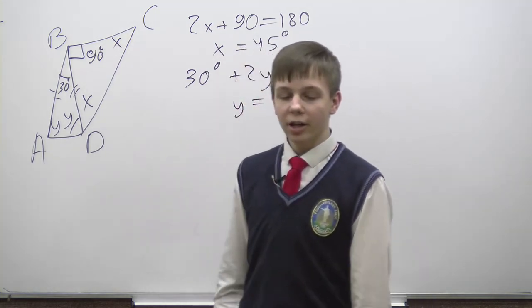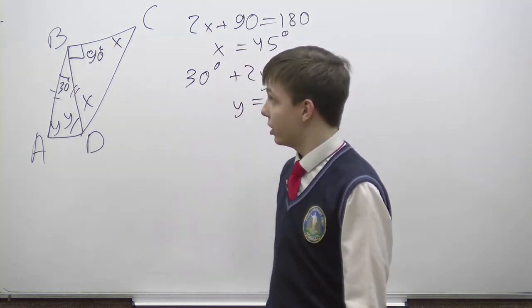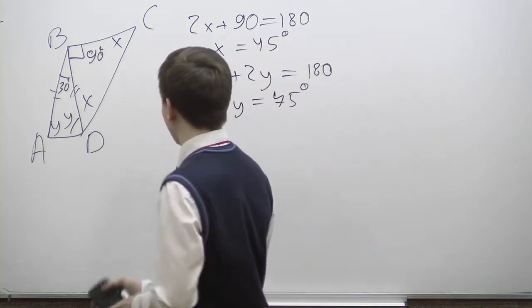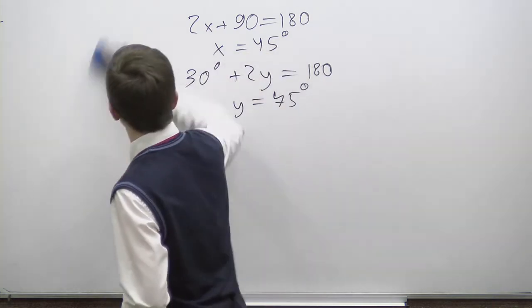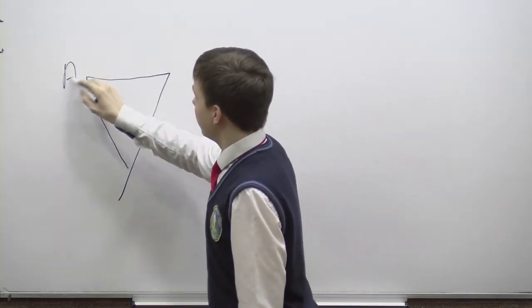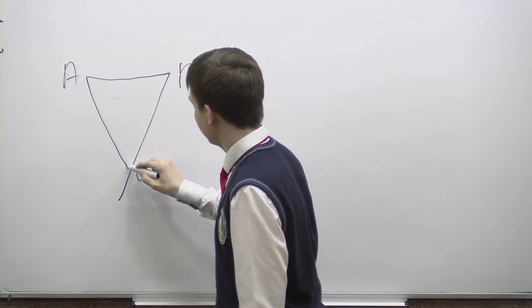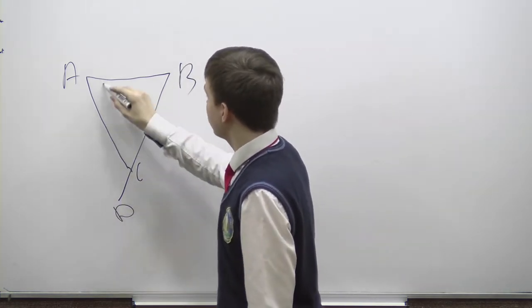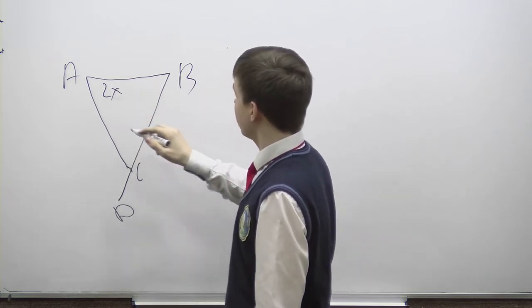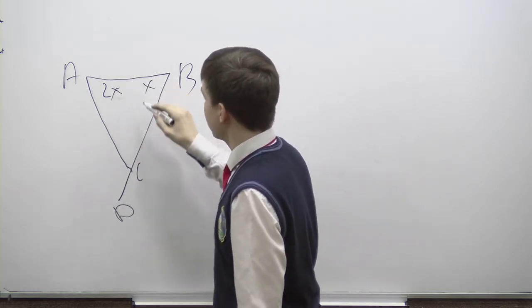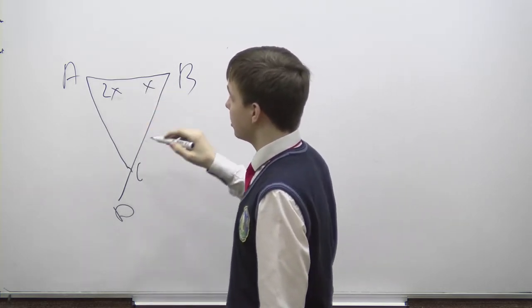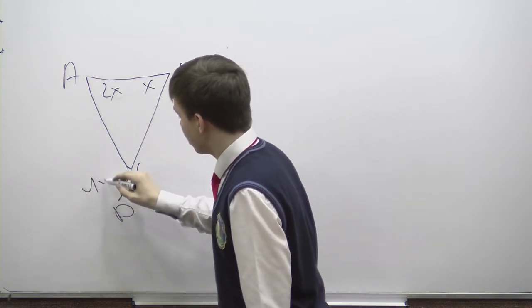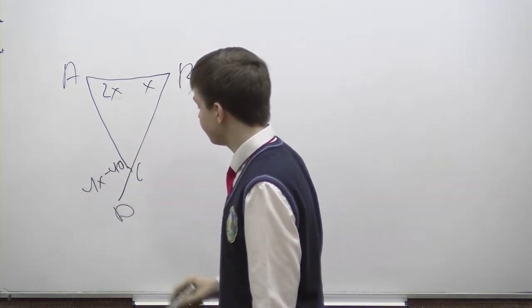Then I can solve exercise B. First I clean the board, and then I draw the picture. So A, B, C, and this point D. Angle CAB equals 2 times x, angle ABC equals x, and angle DCA equals 4 times x minus 40.